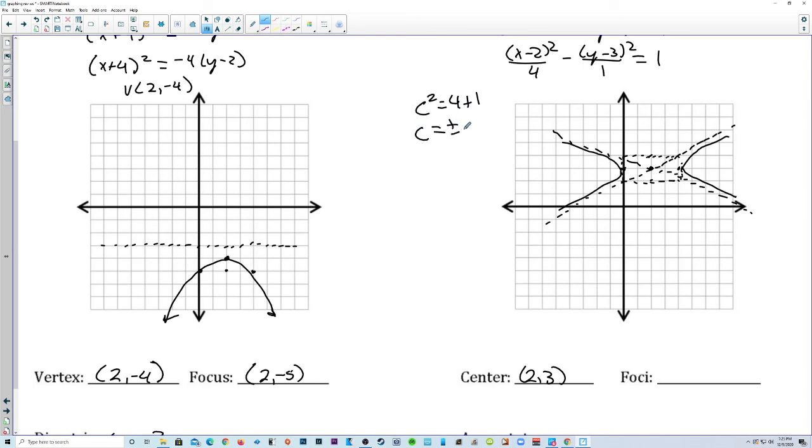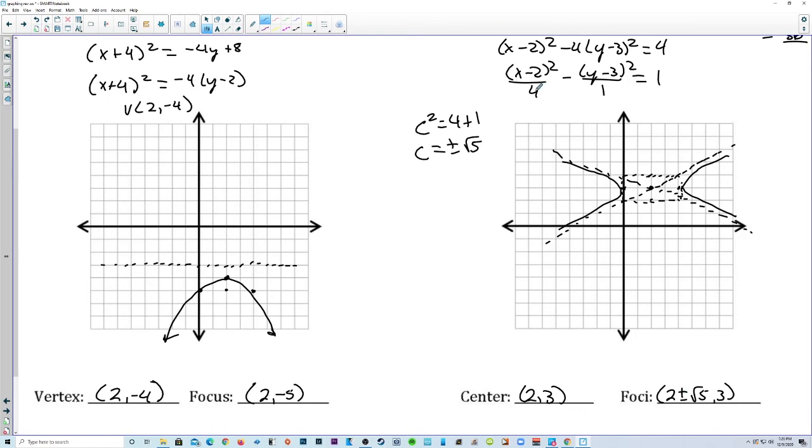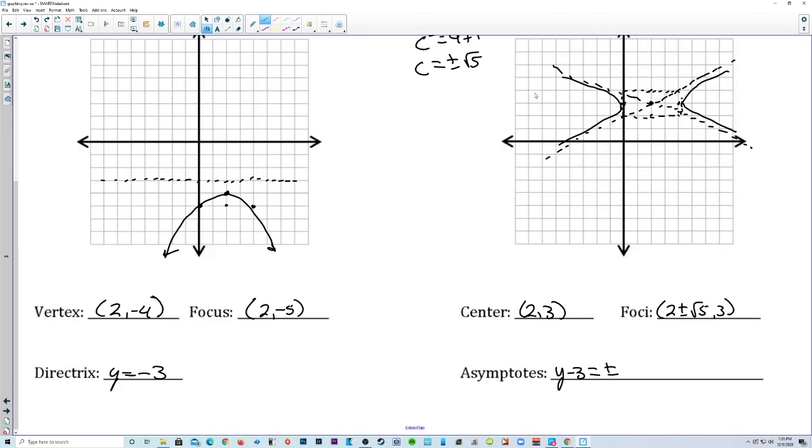So c is equal to plus or minus the square root of 5. So now we would go right and left the square root of 5 from the center, which means we're changing the x. 2 plus or minus the square root of 5, 3. That's the foci. Now the asymptotes, we're going to use the center for that. So y minus 3 is equal to plus or minus, and we go up and down 1 and right and left 2. So there's the slope. And we end up with x minus 2 for the asymptotes.